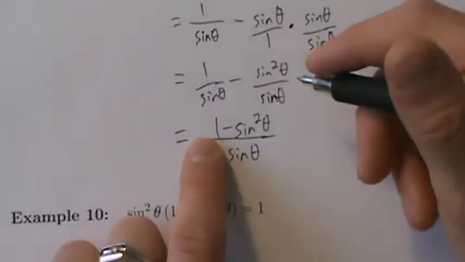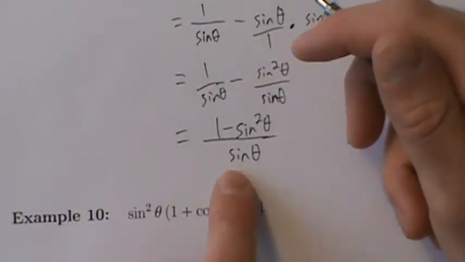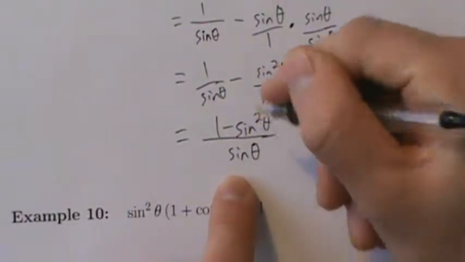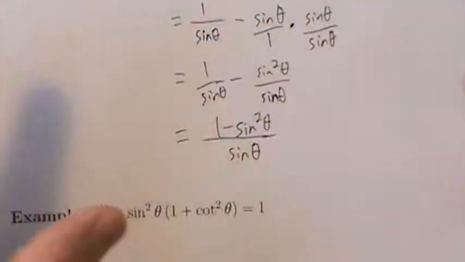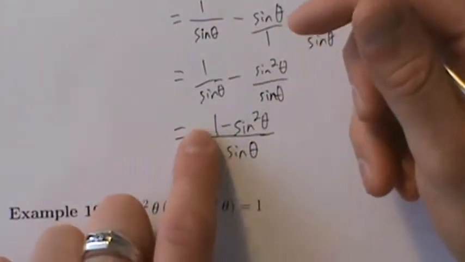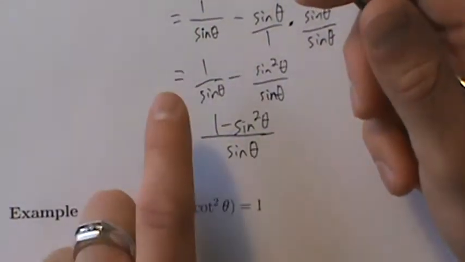Well, from here we see, okay, here's a 1, here's a sine squared. Are those related somehow? Because on the bottom we just have a sine. There's not much we can do with that. Okay, so you might be tempted to cancel the sine with the squared up here, but it's totally illegal to do that, because we have the 1 here. So if you're going to cancel things, you've got to cancel things from every term.